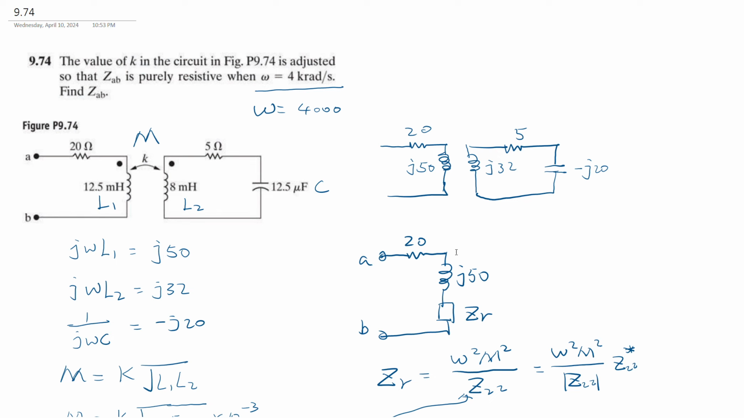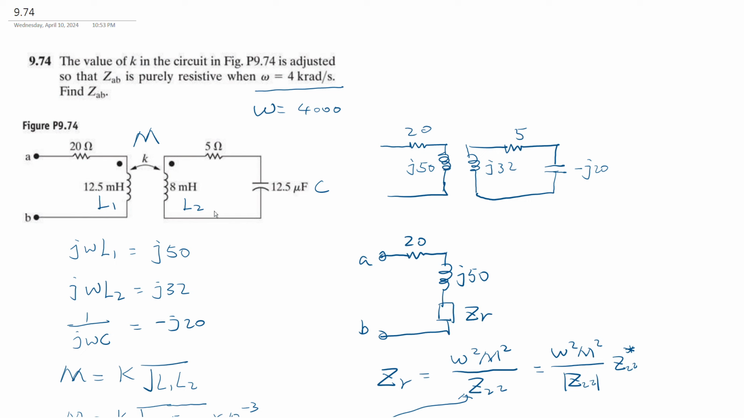Okay, so the equivalent circuit looks like this. So we want to reflect everything on the secondary to this particular impedance, the reflected impedance ZR, and combine with the existing ones, so we can get this ZAB. And we want this ZAB to be purely resistive. That means there's no imaginary part, and we can find that K.